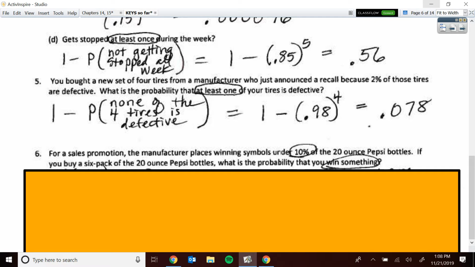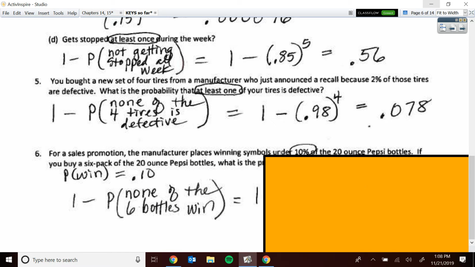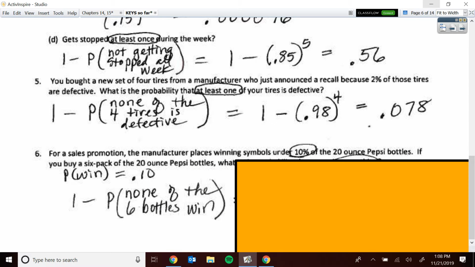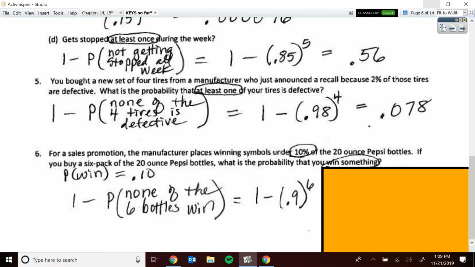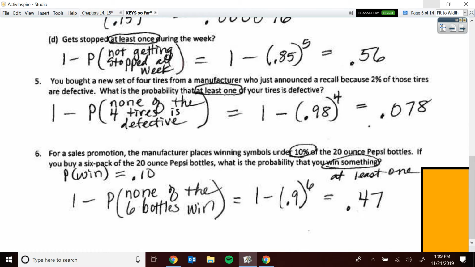So that's 1 minus all these things except for that one time whenever what? None of them win. 1 minus the probability that none of them win. Everything except for that one time, none of them win. Okay, so that's 1 minus 0.9 to the 6. So they're all 6 losers. And there's your 0.47.